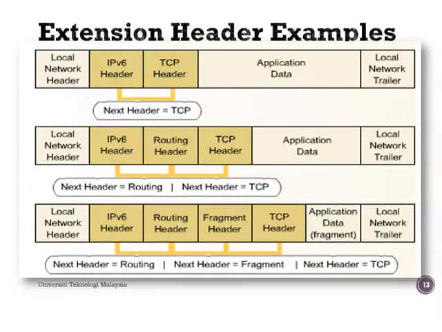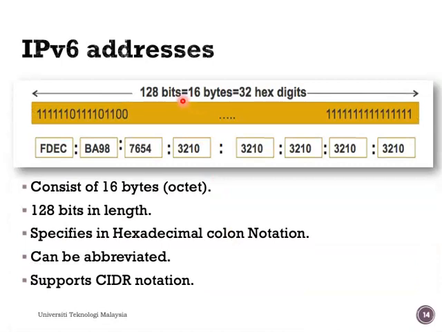Moving on to IPv6 addressing. For IPv6 addressing, I have said before that it has 128 bits.